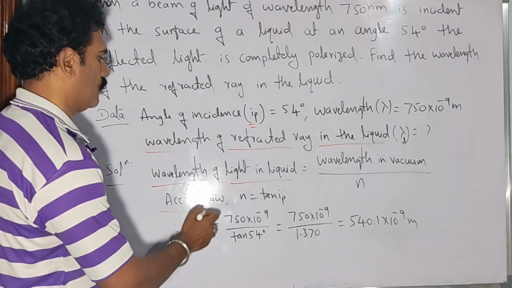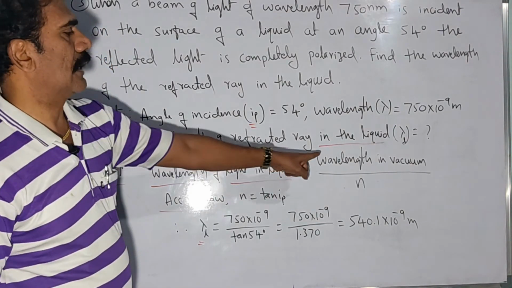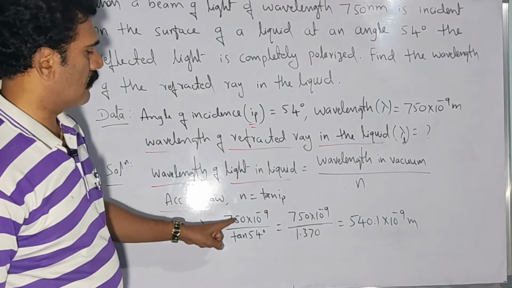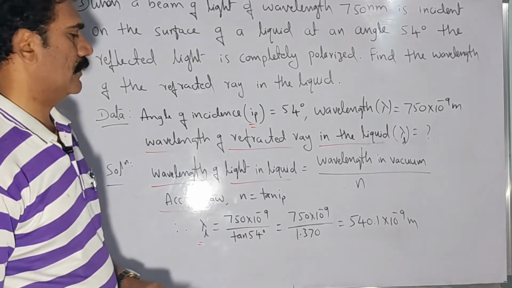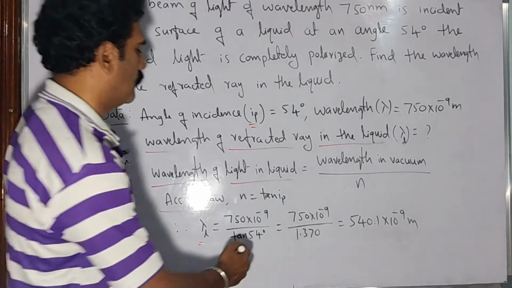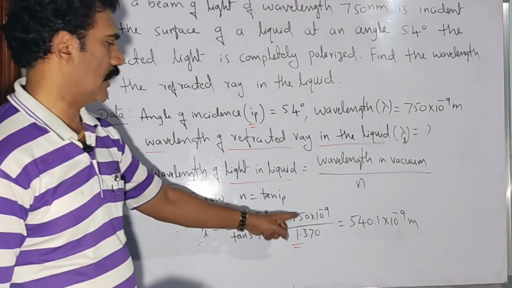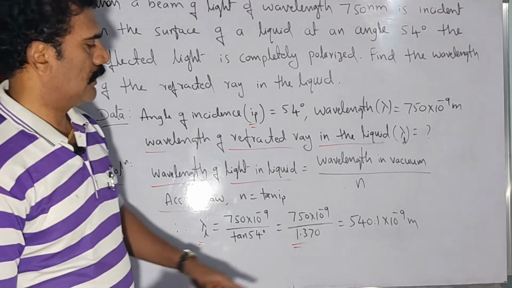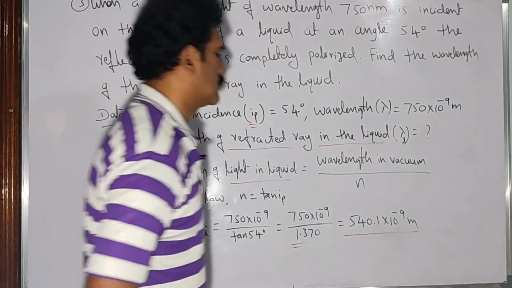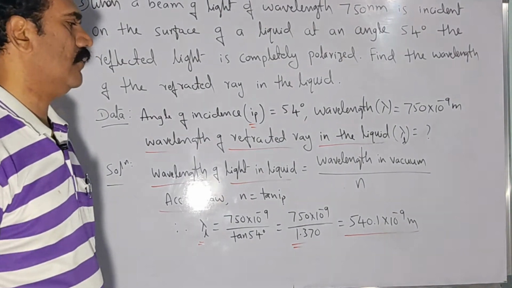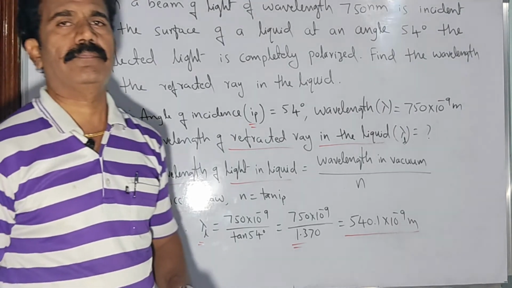Okay, so therefore to find the wavelength of the light in liquid, lambda L is equal to the wavelength of the light in vacuum, 750 into 10 to the power of minus 9, divided by tan 54 degree. Is it clear? Okay, so tan 54 degree is equal to how much? 1.370. So you just do the calculation of 750 into 10 to the power of minus 9 divided by 1.370. You will get the wavelength of the light in the liquid as 540.1 into 10 to the power of minus 9 meter, or we can say nanometer also. Is it clear? Okay.